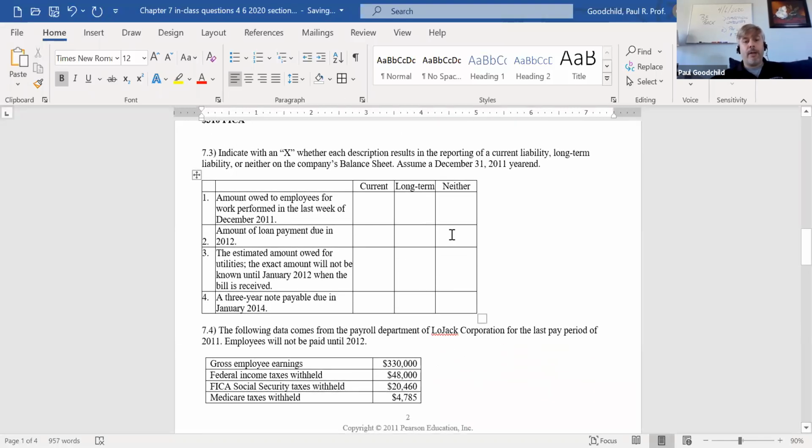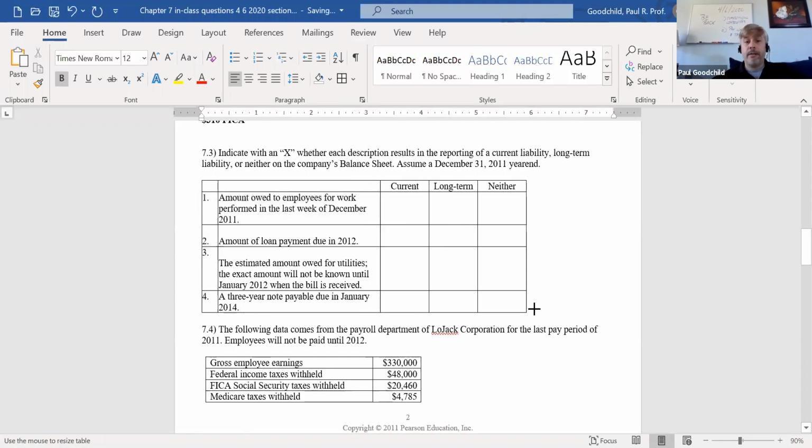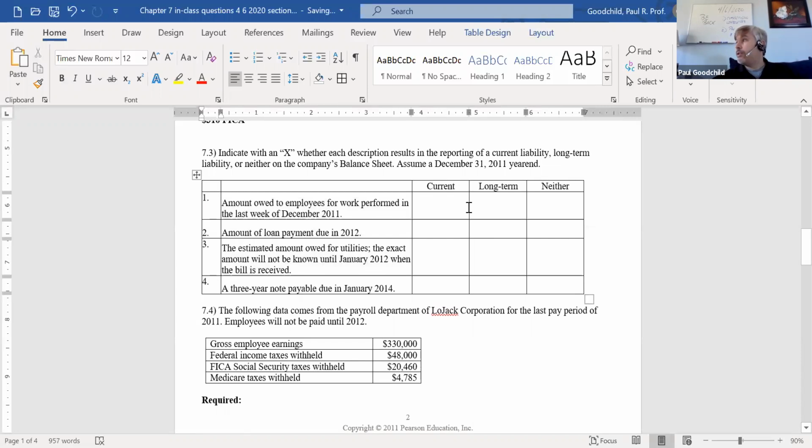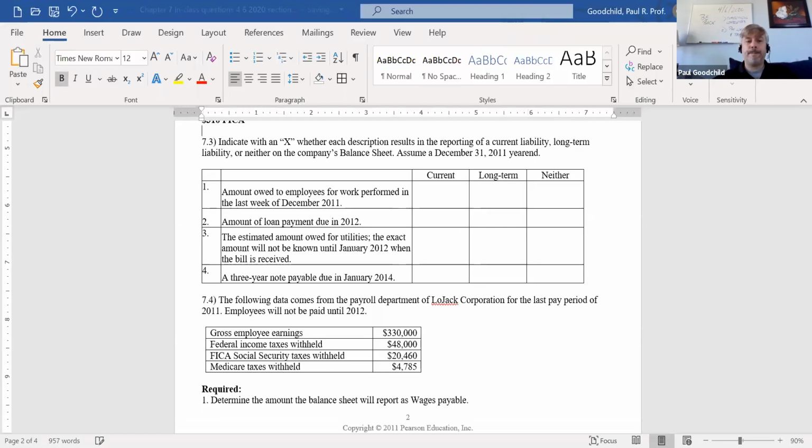Okay, so now I want you to take a look at 7-3, and I want you to take just a minute and categorize these. You don't have to send me the answers, just categorize them on your paper. It'll give you an idea if you have the current and non-current liabilities correct in your head.